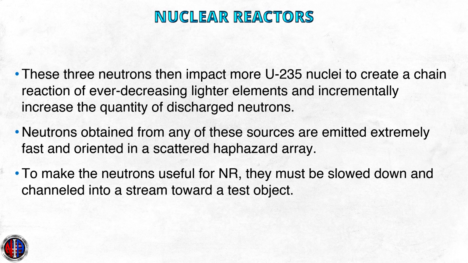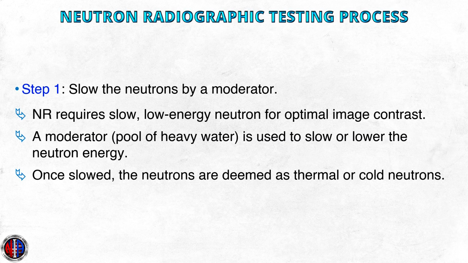Neutrons obtained from any of the aforementioned sources are emitted extremely fast and orientated in a scattered haphazard array. To make the neutrons useful for neutron radiography, they must be slowed down and channeled into a stream towards a test object. Step 1. Slow the neutrons by a moderator.